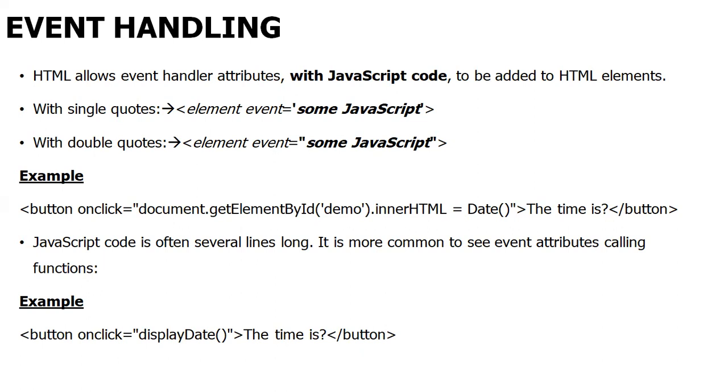Example: this button is the element, and onclick is the event. In that, we are going to print document.getElementById demo.innerHTML, and we are going to get the date. The button should be closed. On clicking that button, it shows you the date. JavaScript code is often several lines long. It's more common to see the event attribute calling a function, button onclick display date. Then the greater than symbol, the time is, question mark, then we close the button tag.